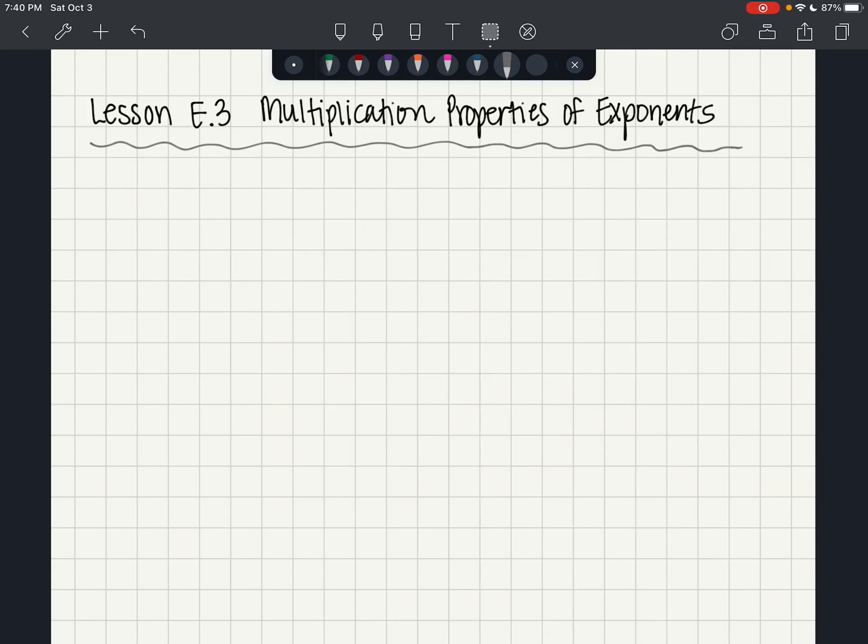We're going to learn about multiplication properties of exponents. And our rule is when we're multiplying a base raised to an exponent times a base raised to an exponent, and the bases are the same, we can actually multiply these and simplify to be the same base. The base does not change. We take the exponents and we add them.